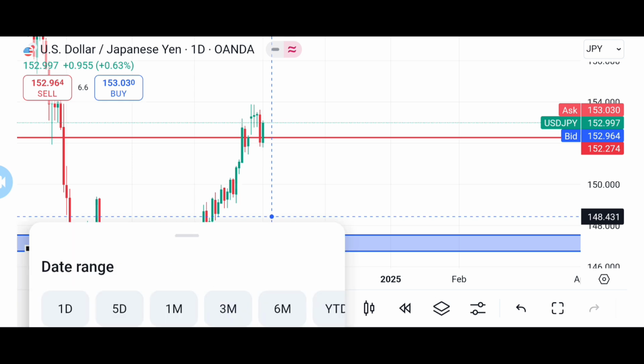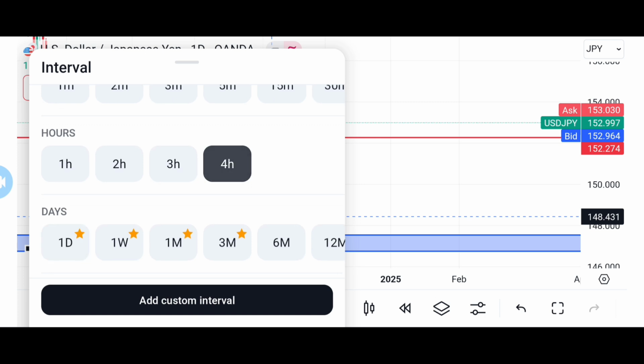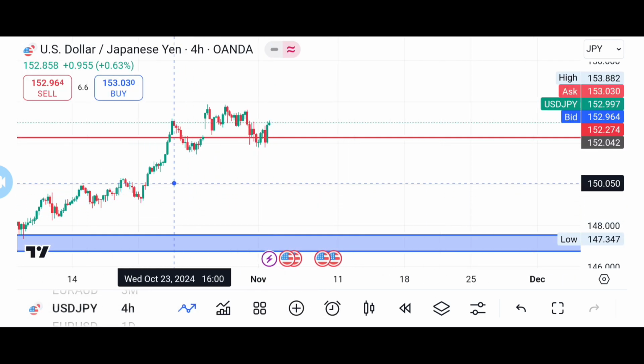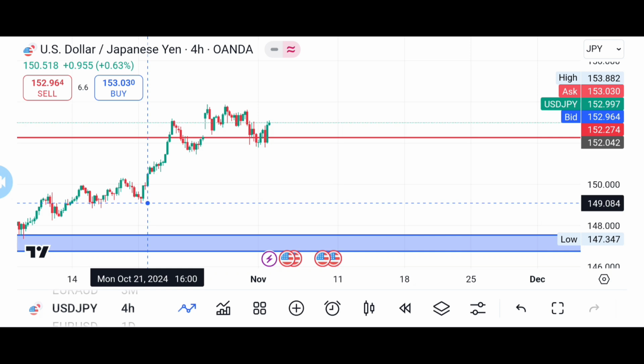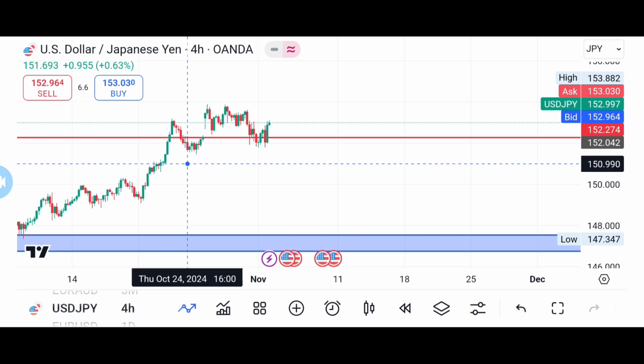Now let's go to the 4-hour time frame. Now you can see how I'm doing top-down analysis, from the monthly time frame to our 4-hour time frame, up to our entry time frame.